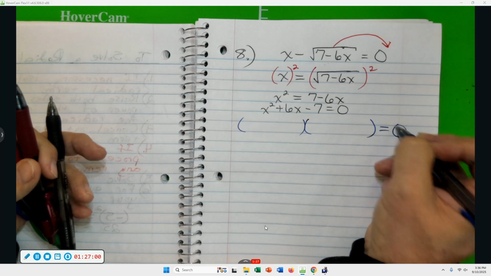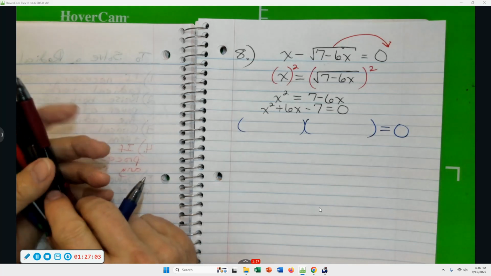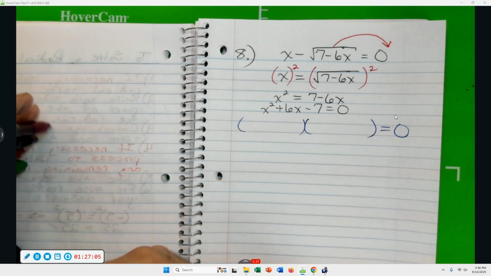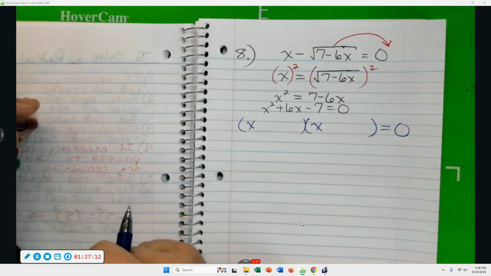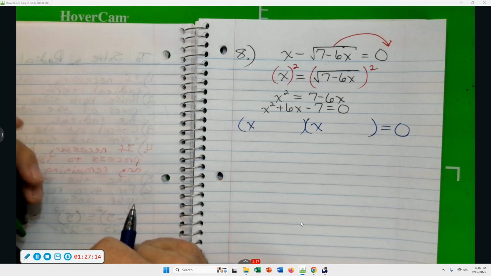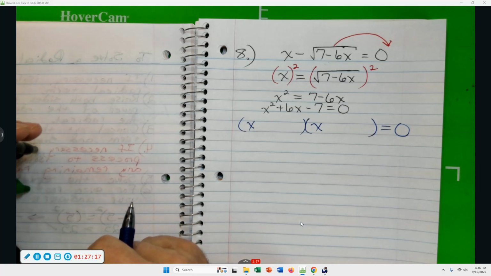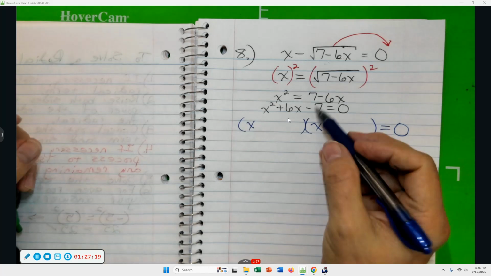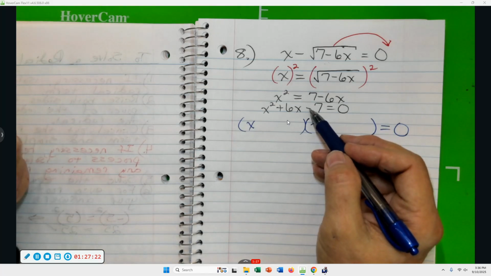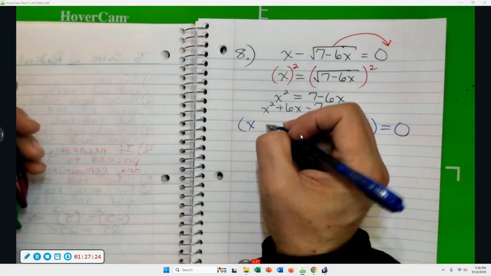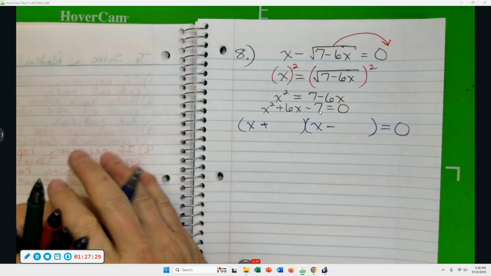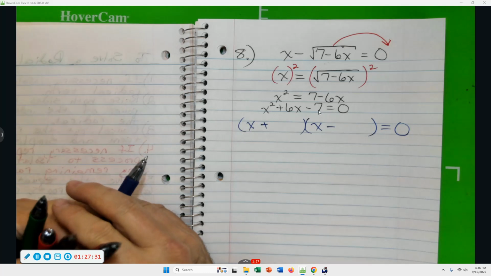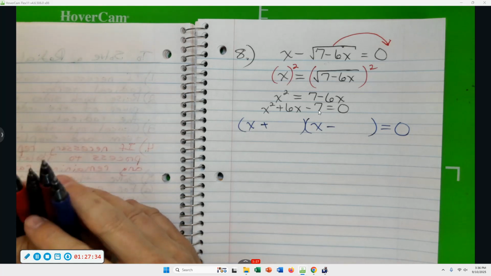I'll write my two sets of parentheses. X squared, what times what will give me x squared? X times x, 1x times 1x. What do we know about the signs? One positive and one negative. The last sign's a plus. Since those first terms are x's, I'll just put a plus and a minus. And then what times what will give us 7? 7's a prime number. That's pretty nice.